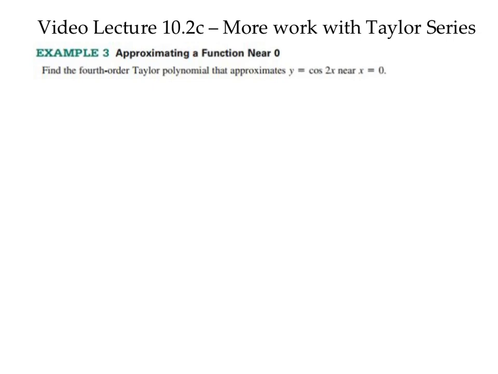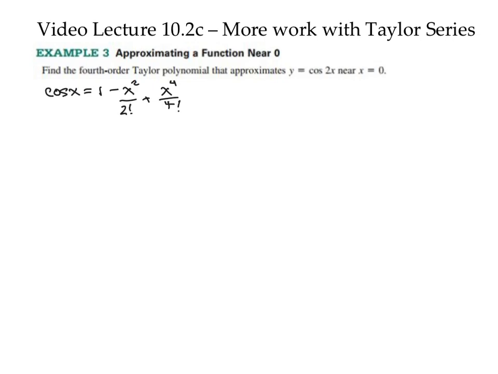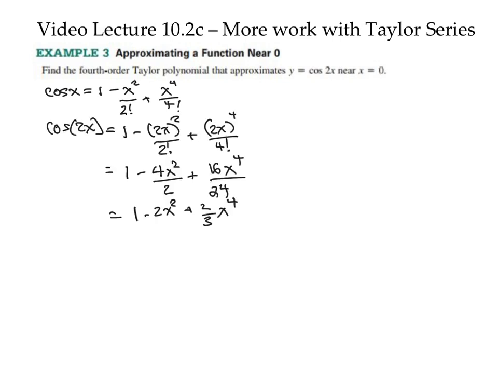I'll do the math here. I'm stopping with a 4th degree term because I realize that that will wind up still being a 4th degree term after I've substituted 2x for x, and they do want a 4th order polynomial. And here, after substituting, expanding out, and canceling terms, we find our answer. The 4th order Taylor polynomial approximating cos 2x near x equals 0 is 1 minus 2x squared plus 2/3 x to the 4th.